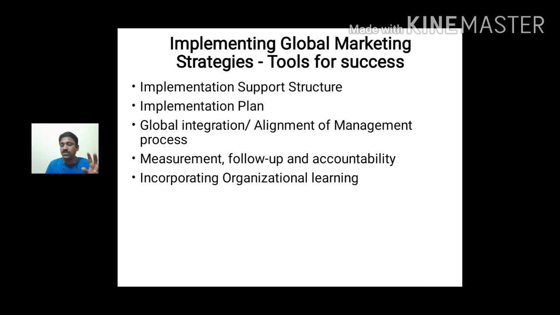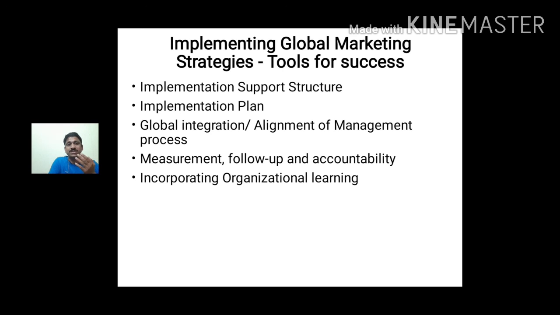Right? Whatever actions are taken by the different subunits of the organization are to be coordinated, right? Then only we can get the control over all the processes. Then only we can get the alignment of the processes. So that will be a powerful tool for implementing the global strategy.